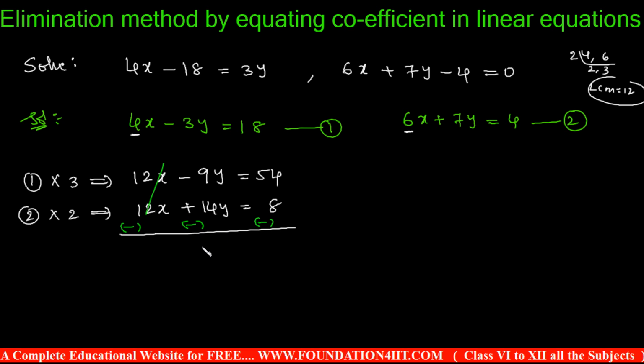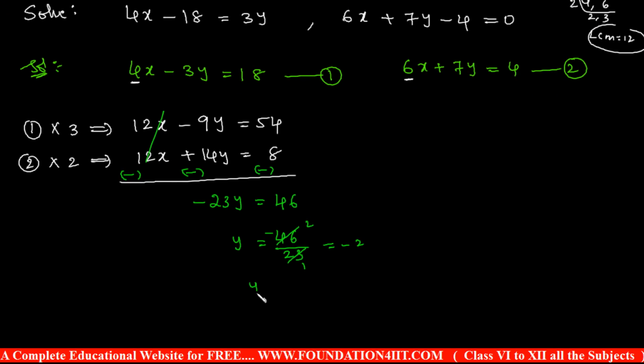So minus 23y is equal to 54 minus 8. That is 46. From 54, 8 we should subtract. Now from this, y is equal to 46 by minus 23, you can shift this side. 23 ones are 23, 23 twos are 46. So I got y is equal to minus 2. The y value is minus 2 we got.